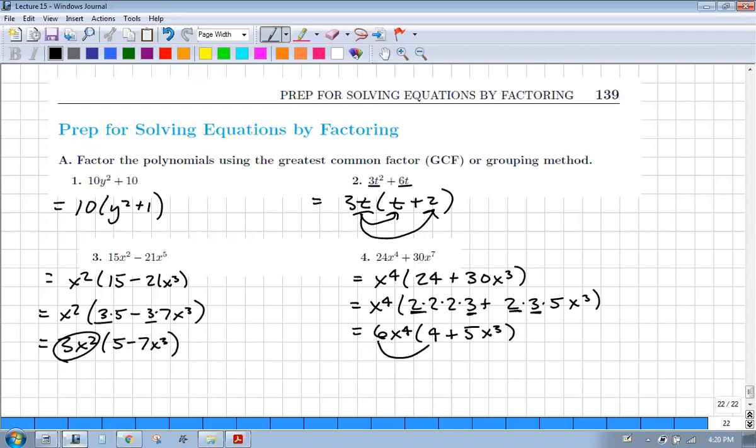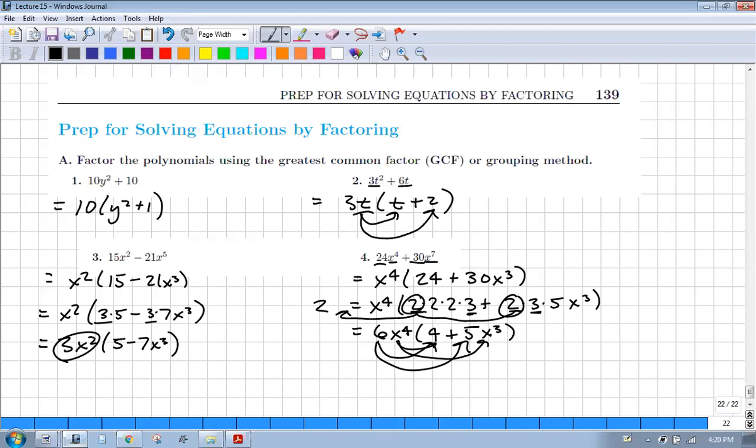We can check. 6 times 4 is 24. 6 times 5 is 30, right? And we got an x to the 4th and an x. How'd you get 6? The 6. I pulled a 2 out. There's 3 because there's 3 2s, or I pulled a.